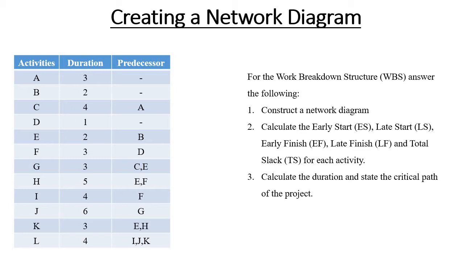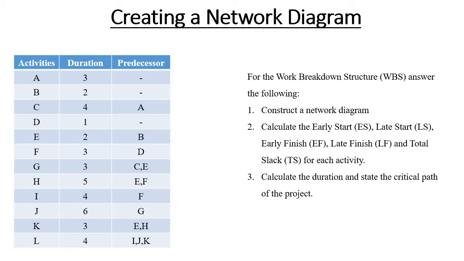We have on our screen the activities or the tasks, the duration of each task, and the predecessor. The predecessor would be the task that needs to be completed before an activity could start. So if we look at our WBS, we see activities A to L, and if we look at activities A, B, and D, we can see that the three don't have any predecessors, so they can all start immediately at the same time.